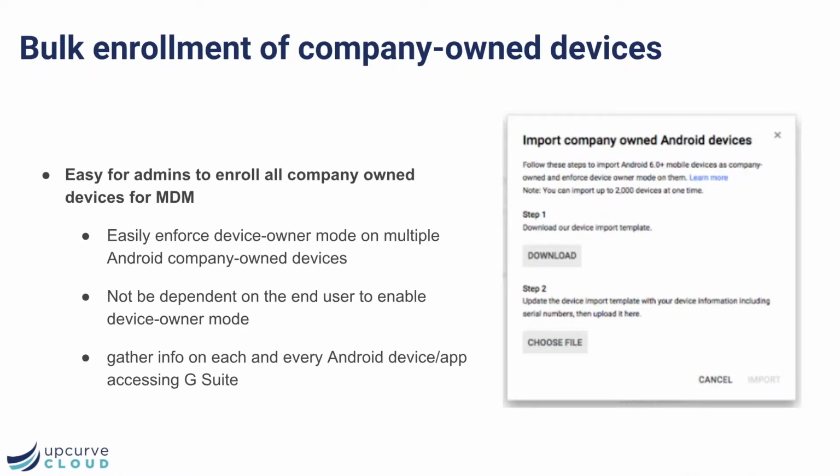Next up is the bulk enrollment of company-owned devices. This makes it very simple for admins to enroll all company-owned devices in the mobile device management program. You can easily enforce device owner mode on multiple Android or iOS company-owned devices. You're not dependent on the end user to enable these things; you can do so as the admin. And then you can gather info on each and every Android or iOS device that's accessing G Suite to see what they're doing.